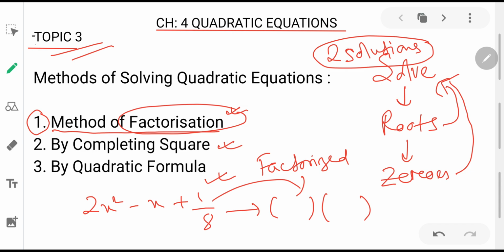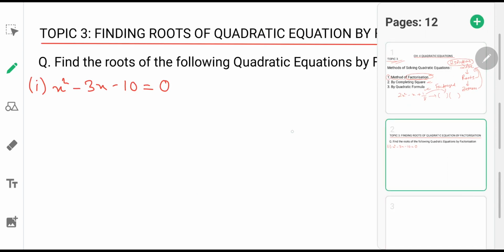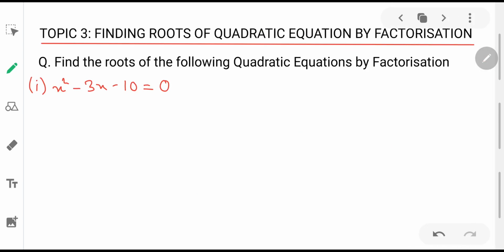Here we will be using the method of splitting the middle terms for factorization. All of you know how to split the middle terms, but I will still repeat it so that if someone has some confusion in this topic, they can clarify it here. So, our topic 3 is finding roots of a quadratic equation by the method of factorization.